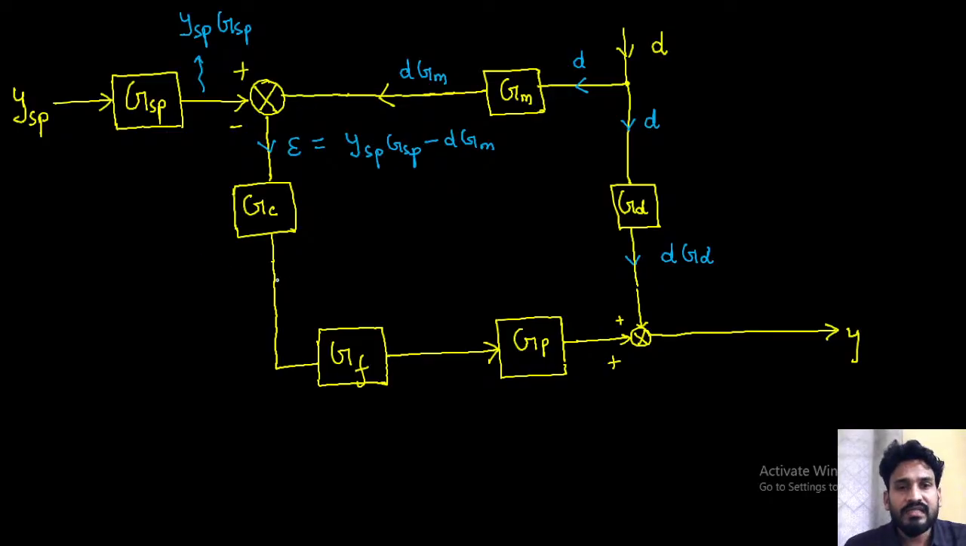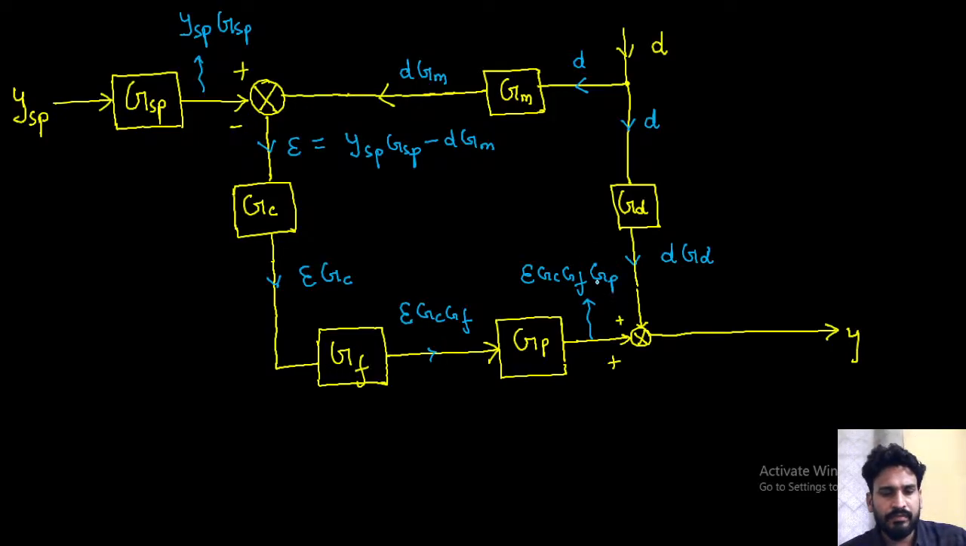It is clear. What is the output of GC? Output of GC is the input, which is the error, into the transfer function GC. What is the output for GF? It is my E GC GF. I hope that it is clear to you. What is the output signal for this? Input, that is my E GC GF, and transfer function, that is my GP. Please tell me if you have any problem in this particular thing or not. It's clear or not? Please tell me, guys.